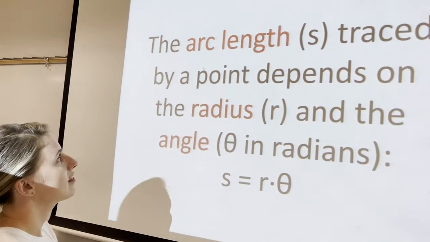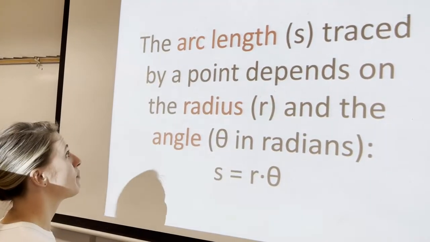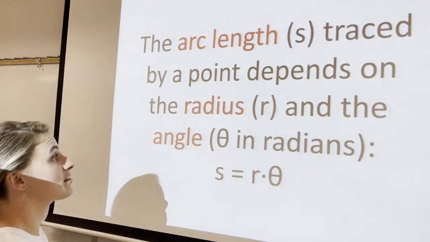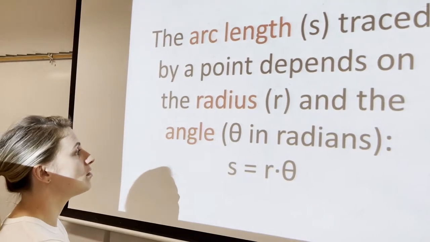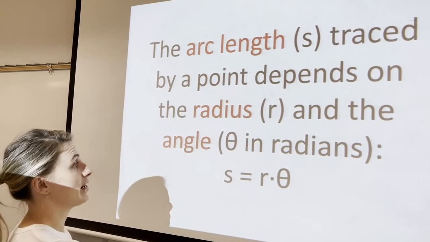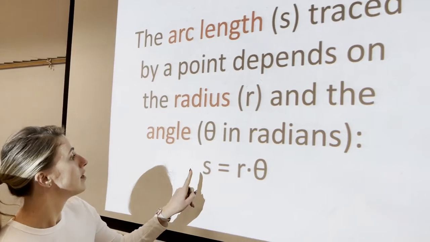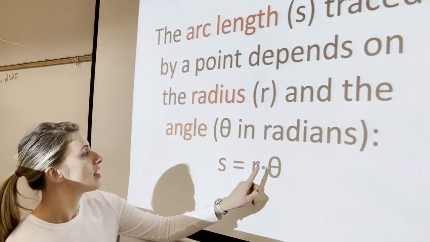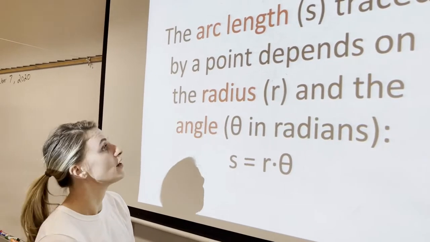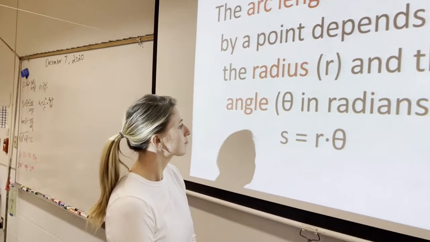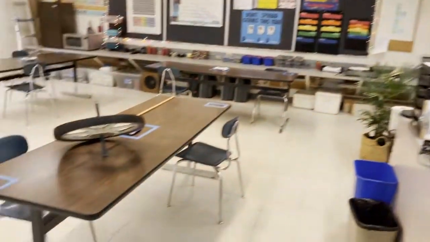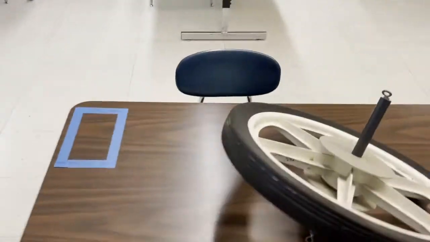The arc length, S, traced by a point depends on the radius, R, and the angle, in radians. That's represented by this equation right here: S equals R times theta. The S is like the stripe on the ground that the wheel leaves.